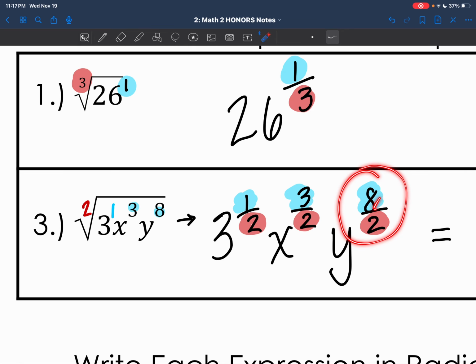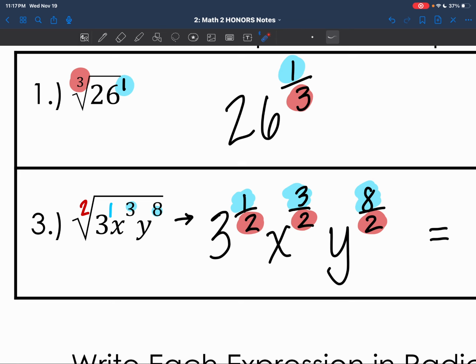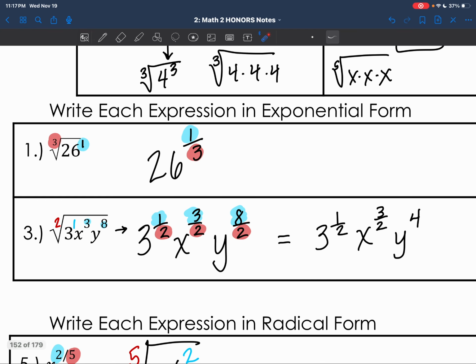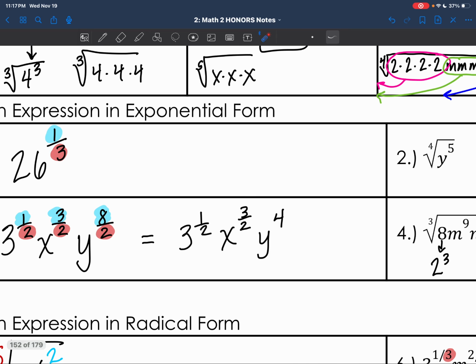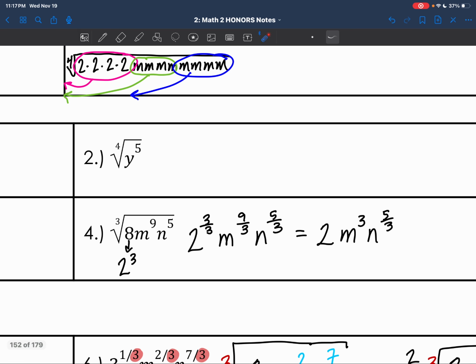But I want you to look at this one. 8 over 2 equals 4. So since we can simplify that, we're going to rewrite everything and make it 4, because this does simplify to a whole number. So that's your answer for there. All right, so now let's look here.